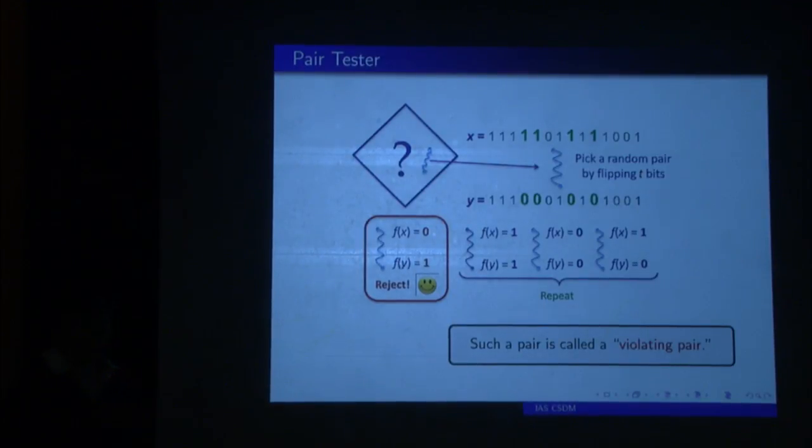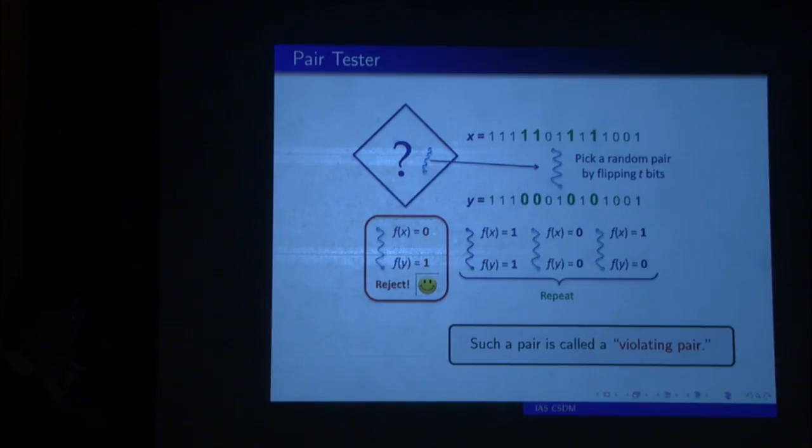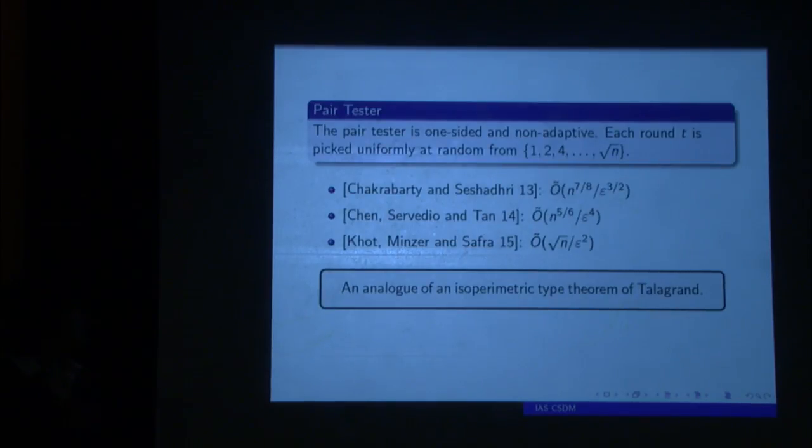To do it better, here is a natural generalization of the edge tester where we just do a pair tester. So you sample a random string and flip, let's say, t bits from 0 to 1. I'll tell you how to pick this t later. And if you see a violating pair, you reject the function. If you try a few times and you don't see any, you accept the function. Again, this is one-sided, non-adaptive.